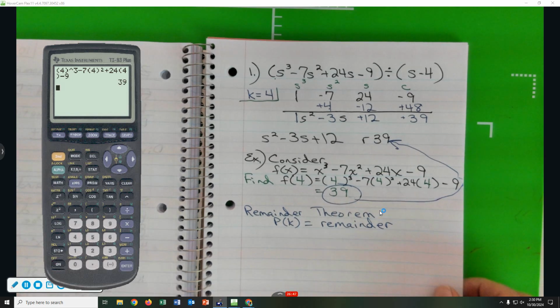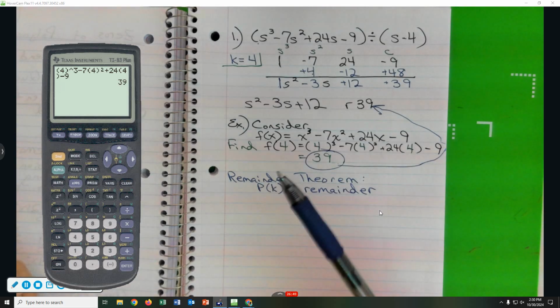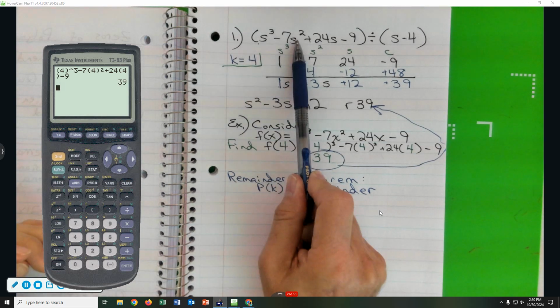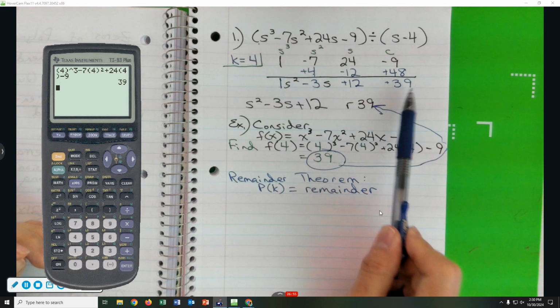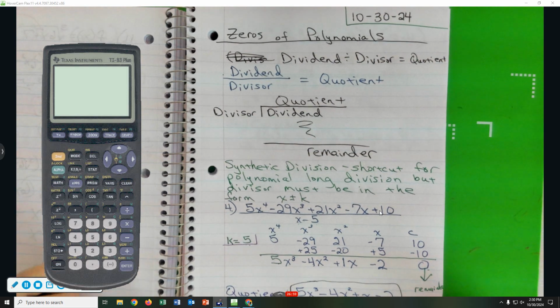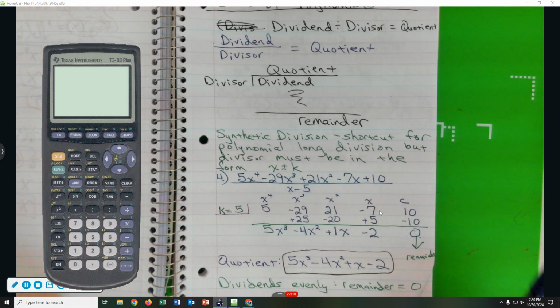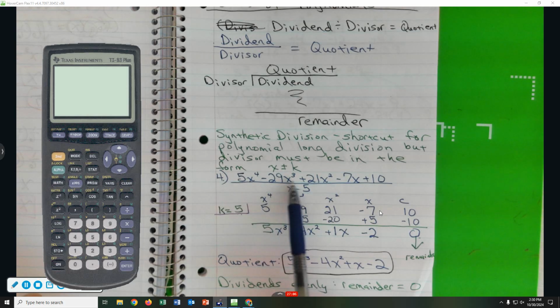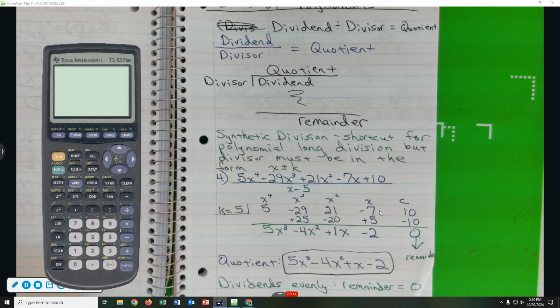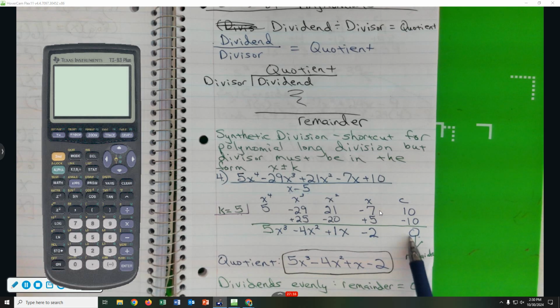So there it is. If you take that k value that you use with synthetic division and plug it into the dividend, you're going to get that remainder. Hey, let's look back at the problem we did over here. This is number 4. Let's suppose I took 5 and I plugged it in all the way across the top. What would it equal? It would equal 0. The remainder is 0.